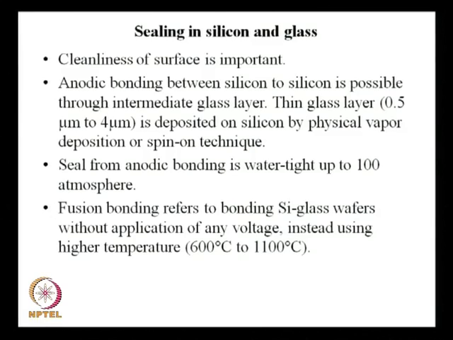So, instead of applying any voltage, the heating is to be done, and the heating has to be to a very high temperature, 600 degree centigrade to 1100 degree centigrade. So, if you take this silicon substrate with the glass lid to that temperature, you can expect a fusion bonding to take place. However, anodic bonding is more popular. Anodic bonder is a device which is available for people who are working with microstructure fabrication.